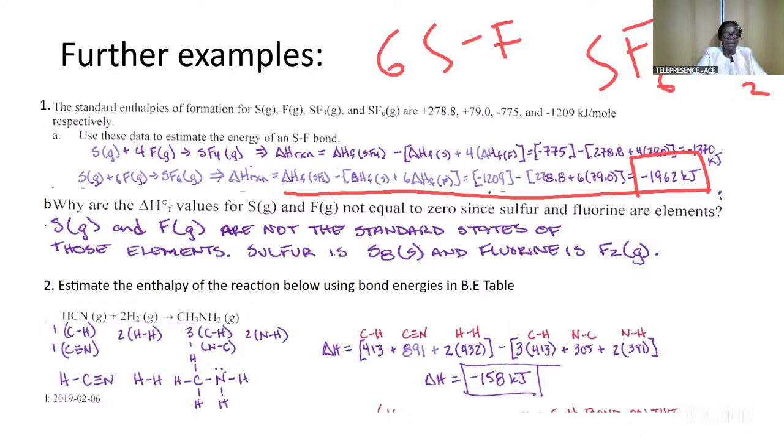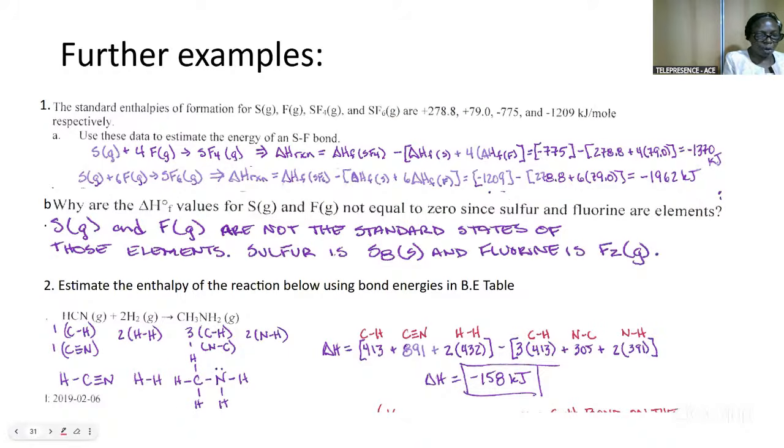It says, estimate the enthalpy of the reaction below using bond energies in the bond energy table. So I told you that these are values that are known, experimentally determined, well established, and you don't need to cram them. You are referred to the table. But here, the values are already given. You don't have to start looking for the table. So what you have is HCN plus 2H2 giving you CH3NH2, all of them in gaseous states. And if you look at the reactants and the products, you can determine the type of bonds around them.